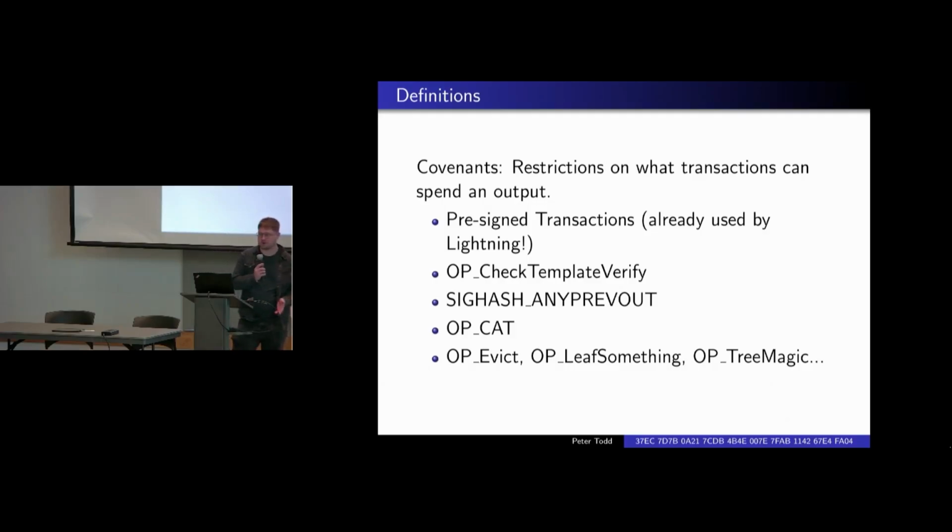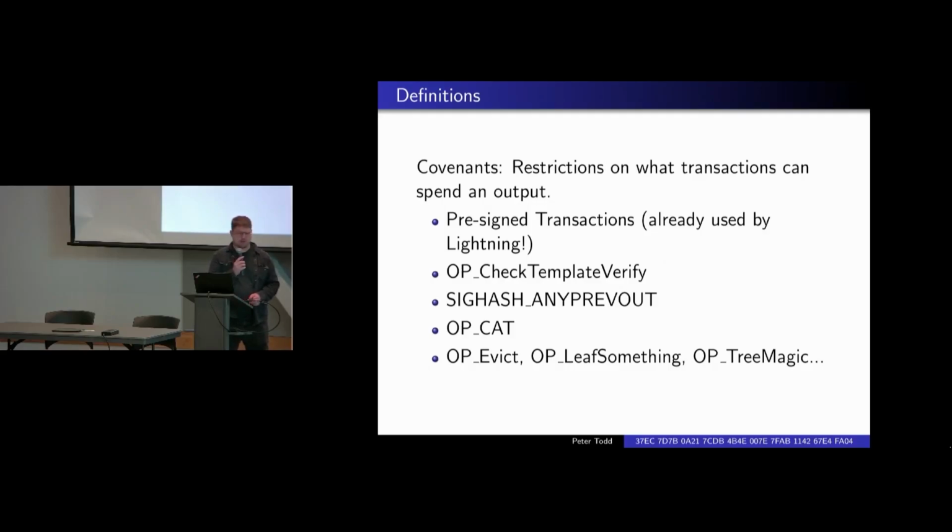Check template verify, that's probably the most famous covenant lately. And basically it says, hey, the transaction that spends this output has to fit this restrictive template. Certain parts of it can be changed, but the inputs and the outputs, roughly speaking, have to match this exactly.